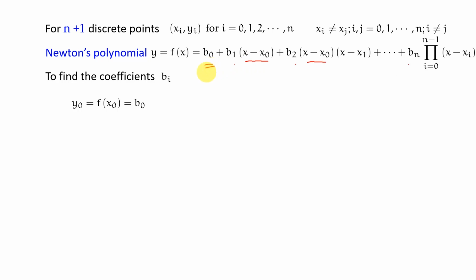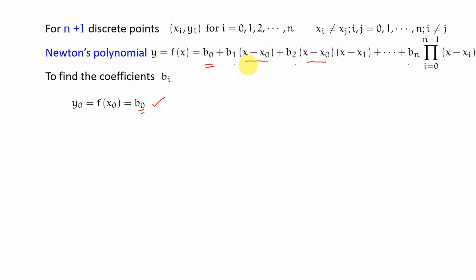So if I put x equal to x0, then what I get is y0 equals f(x0) of course, and that is equal to b0, because every other term will go to 0 at x equal to x0. So finding b0 is very easy. We just have our first coefficient without doing pretty much anything, without inverting any matrix or anything. Now let us focus on b1.